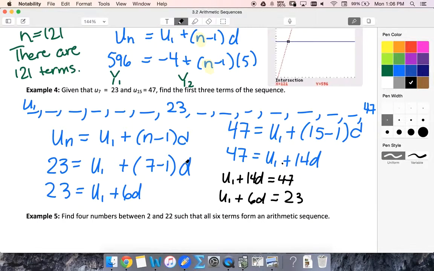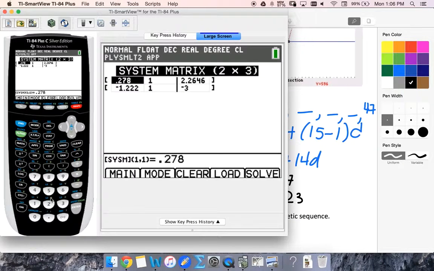All right, so I've got 1, 14, 47. 1, enter, 14, 47, then 1, 6, 23. Don't forget to push enter. And then solve.